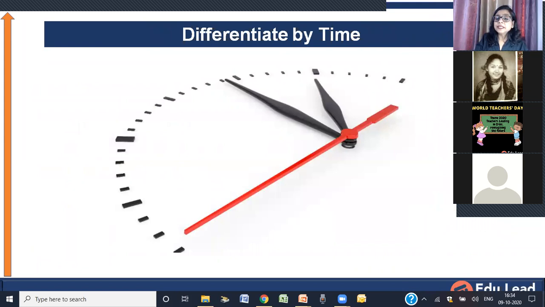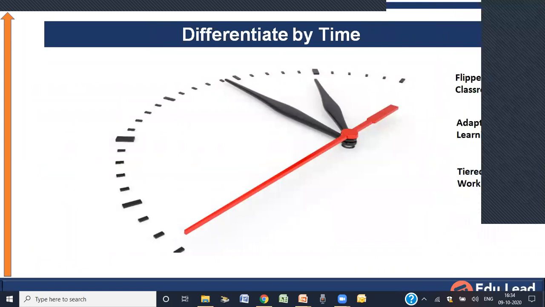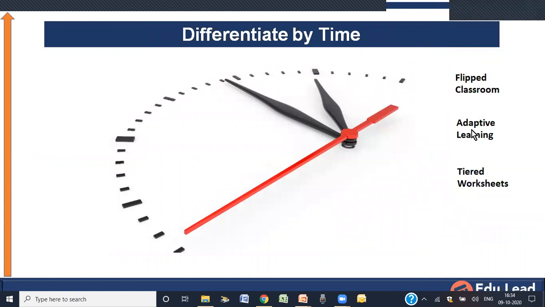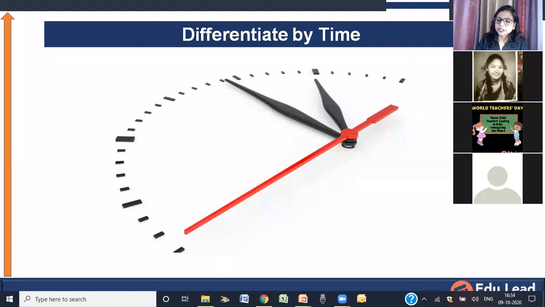Next comes differentiation by time. So when we are talking about differentiation by time, there are three things that I have written over here. One is flipped classroom, another is adaptive learning, third is tiered worksheets. Okay, I'll explain this to you. The word itself tells that differentiation by time means providing more time to those children who need more time, and not wasting the time of those students who can quickly finish, right?